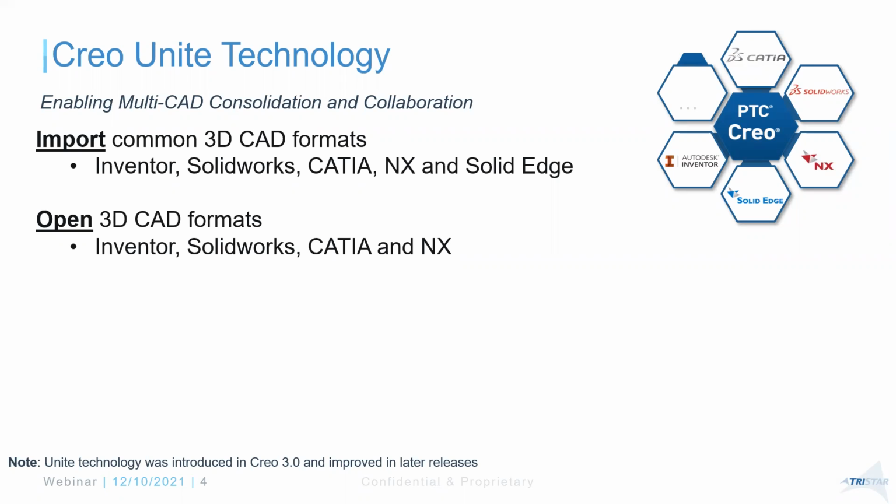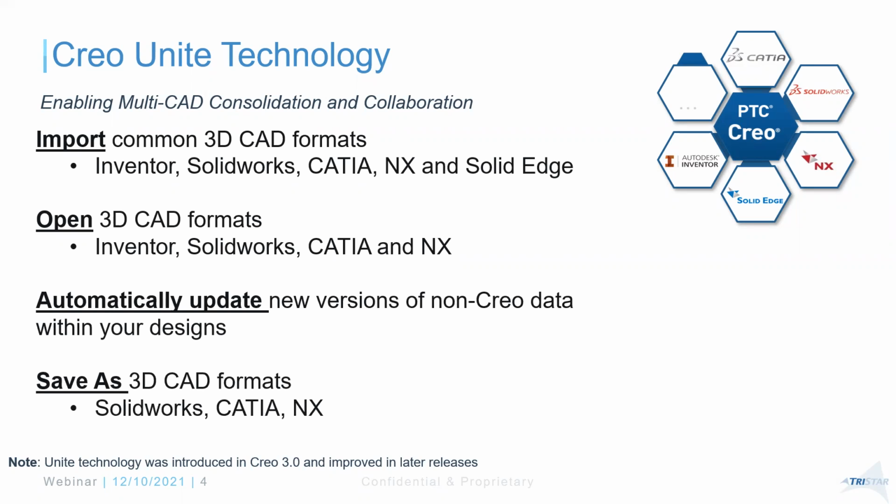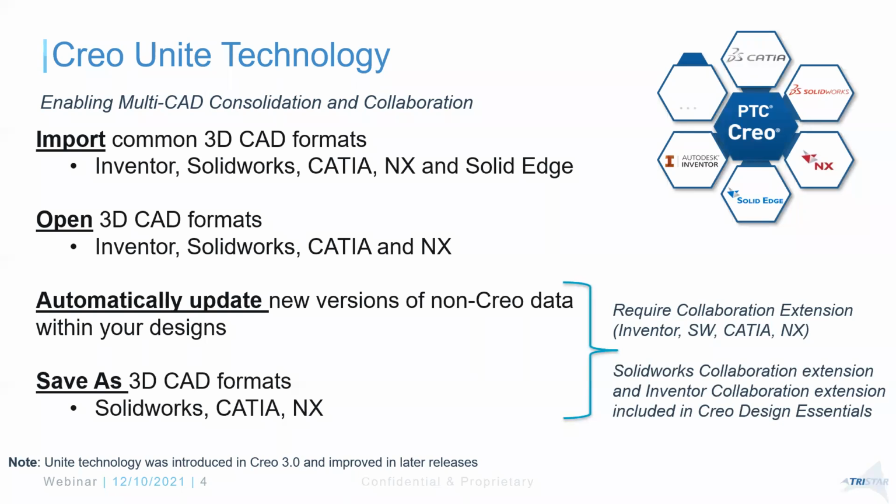But once you bring that in, what happens if the original source file that you brought in was changed in the CAD authoring tool like SolidWorks or Inventor? You have this collaboration extension license that they're including now with this Creo Design Essentials, which allows you to automatically update if that original CAD file or non-Creo file was changed in the original CAD system. It could be CATIA or SolidWorks or Inventor, but they do include the SolidWorks or Inventor collaboration extension, these last two items that I've listed here.